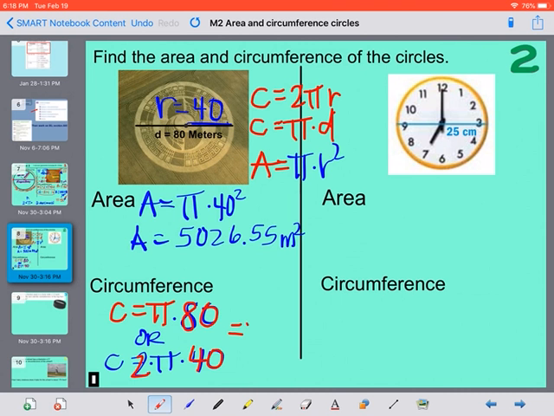We get 251.33. 251 and 33 hundredths. And we're talking about meters. Distance around the edge of the circle.